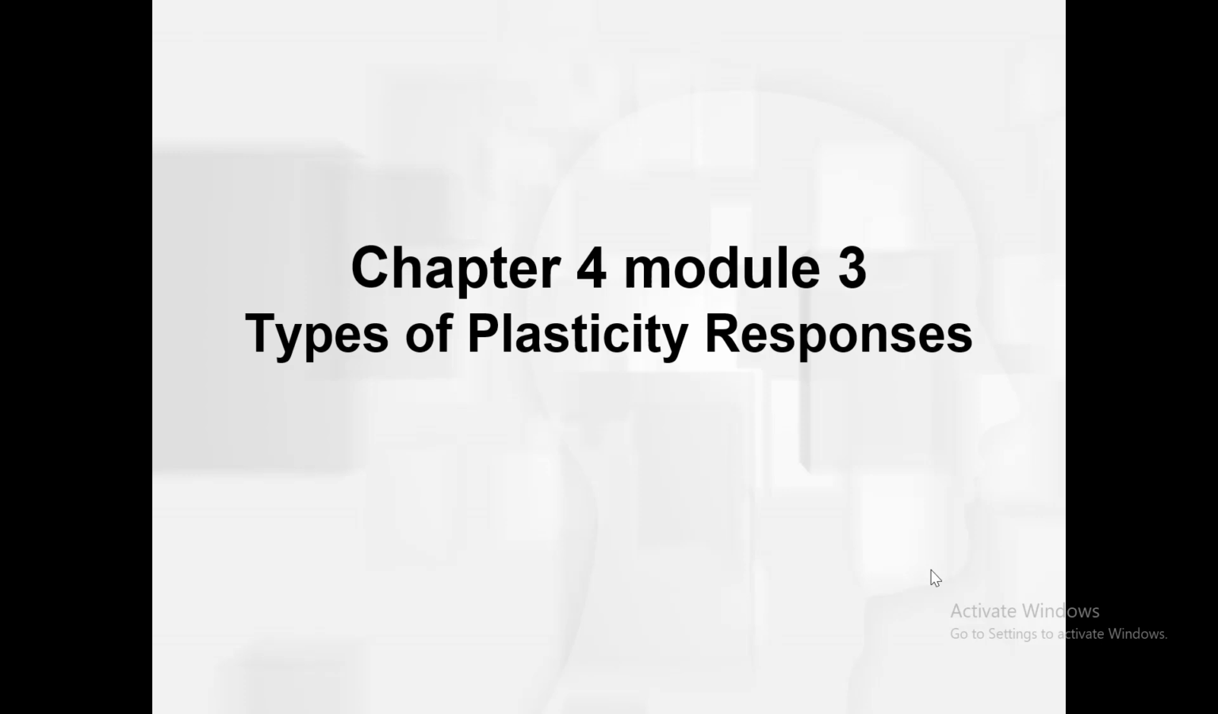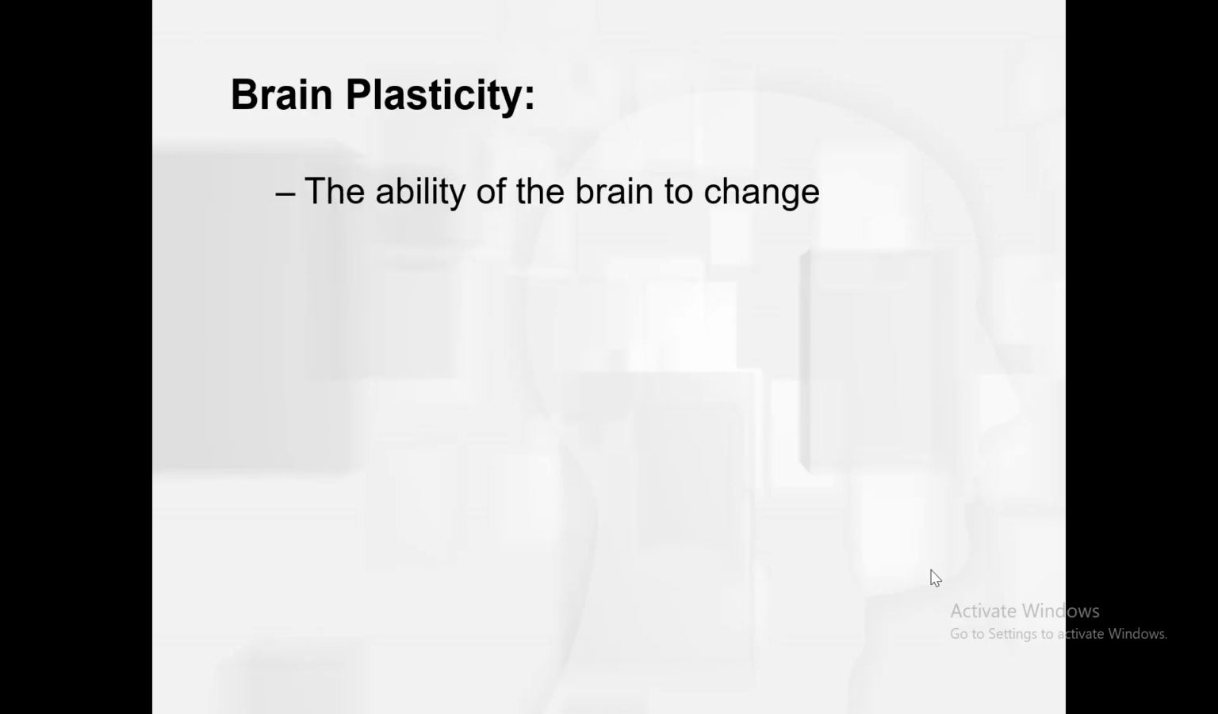In this video, we're going to discuss the different types of plasticity responses that can occur in response to damage to the nervous system. As we've discussed previously, brain plasticity is this amazing ability of the brain to change. We can see it in learning, we see it in response to addiction, and what we're talking about here is in response to damage to the nervous system.